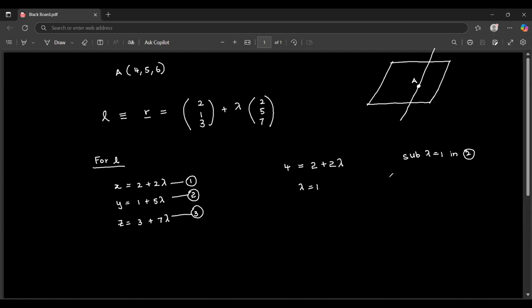If A lies on L, y, the left hand side, should be equal to 5. But what about the right hand side? If lambda equals 1, 1 plus 5 into 1 equals 6. Since 5 is not equal to 6, we can say A does not lie on L. Therefore, you can use this data to come up with the vector equation of the plane phi.